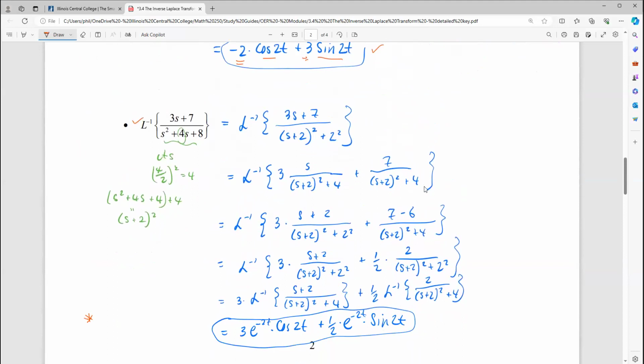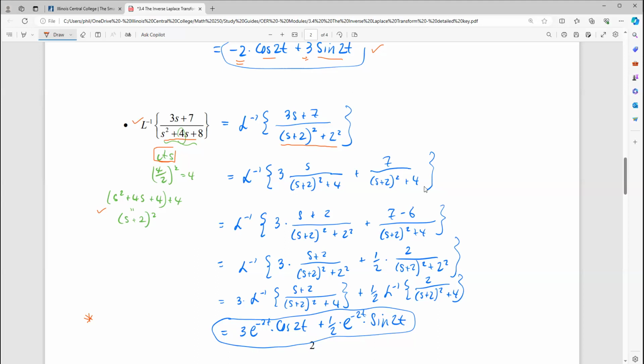If it does not factor, it's because there's an irreducible quadratic factor like this one. If I have an irreducible quadratic factor, you just have to kind of take my word for it at this point. But the technique here is, for an irreducible quadratic factor, you are going to complete the square, CTS for short. So here's the work for completing the square. And when I'm done, my denominator looks like this: s squared plus 4s plus 8 is equal to s plus 2 all squared plus 2 squared.